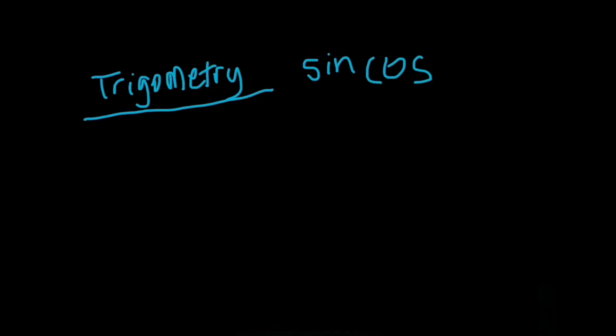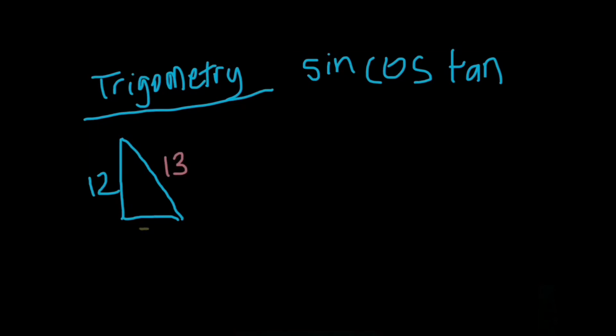So, trigonometry is when you have a right triangle, and this can help you find the missing lengths and angles by using a thing called sine, cosine, and tangent. So let's just say we have a right triangle. Let's label it 12, 13, and 5. And then this is a right angle right here.